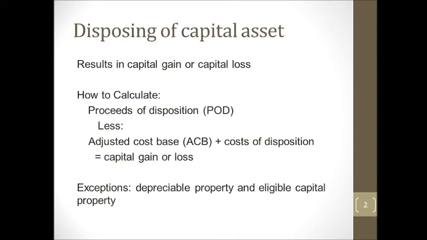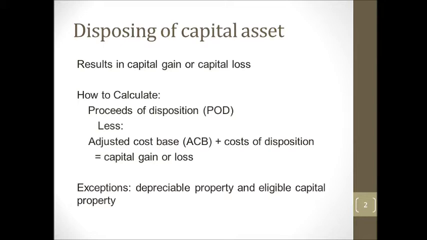Flipping to the next slide, here we have the basic formula used to calculate capital gains and capital losses. The calculation is done by starting with the proceeds of disposition, the POD, and subtracting the adjusted cost base, ACB, and also subtracting any disposition cost.